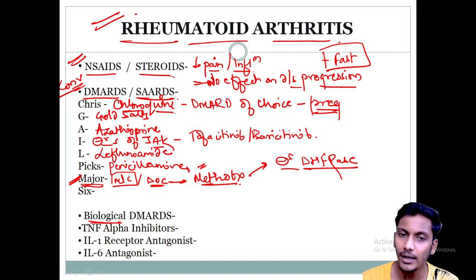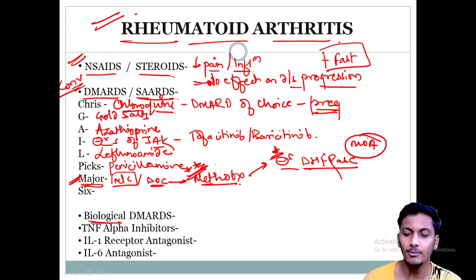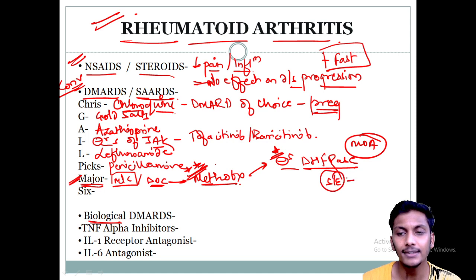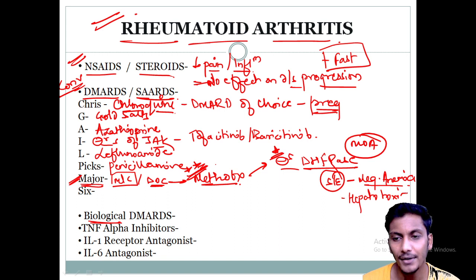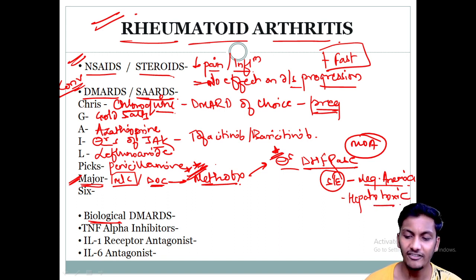As we all know, methotrexate is a very important drug, and questions have also been asked on the mechanism of action of methotrexate, right? So please remember this. As it inhibits folic acid synthesis, the characteristic side effects which can be seen with this are megaloblastic anemia due to folic acid deficiency, and the second one being hepatotoxicity. Okay, it is a hepatotoxic drug, right? So please remember the two important side effects.